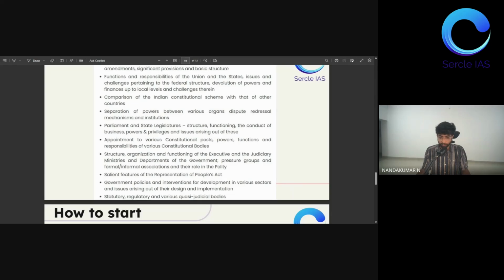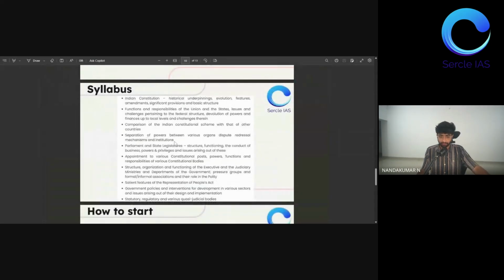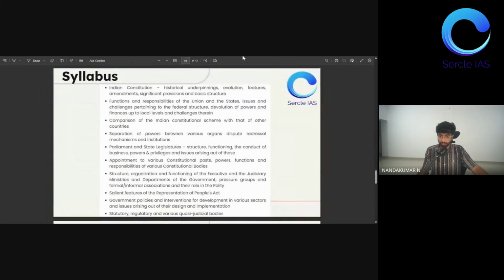Government policies and intervention for development in various sectors and issues arising out of their design and implementation. I'll show you a question on this area. Then finally, statutory, regulatory, and various quasi-judicial bodies. The relevance of getting familiar with the syllabus is not just for your mains exam, but for the prelims exam also, because see, this is where everything is clearly given. So if you check the prelims syllabus, you won't see this many subtopics. So a better understanding of the syllabus for each subject would help you in your preparation for prelims also, right?